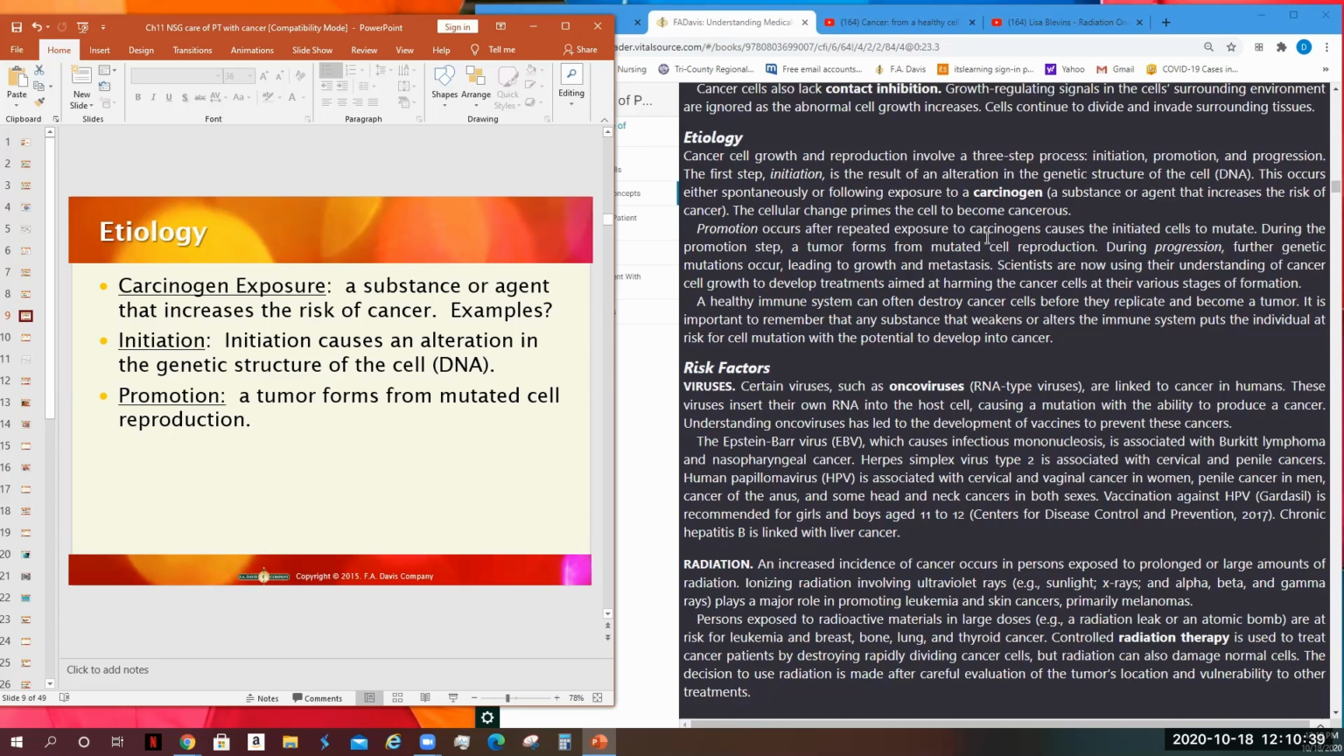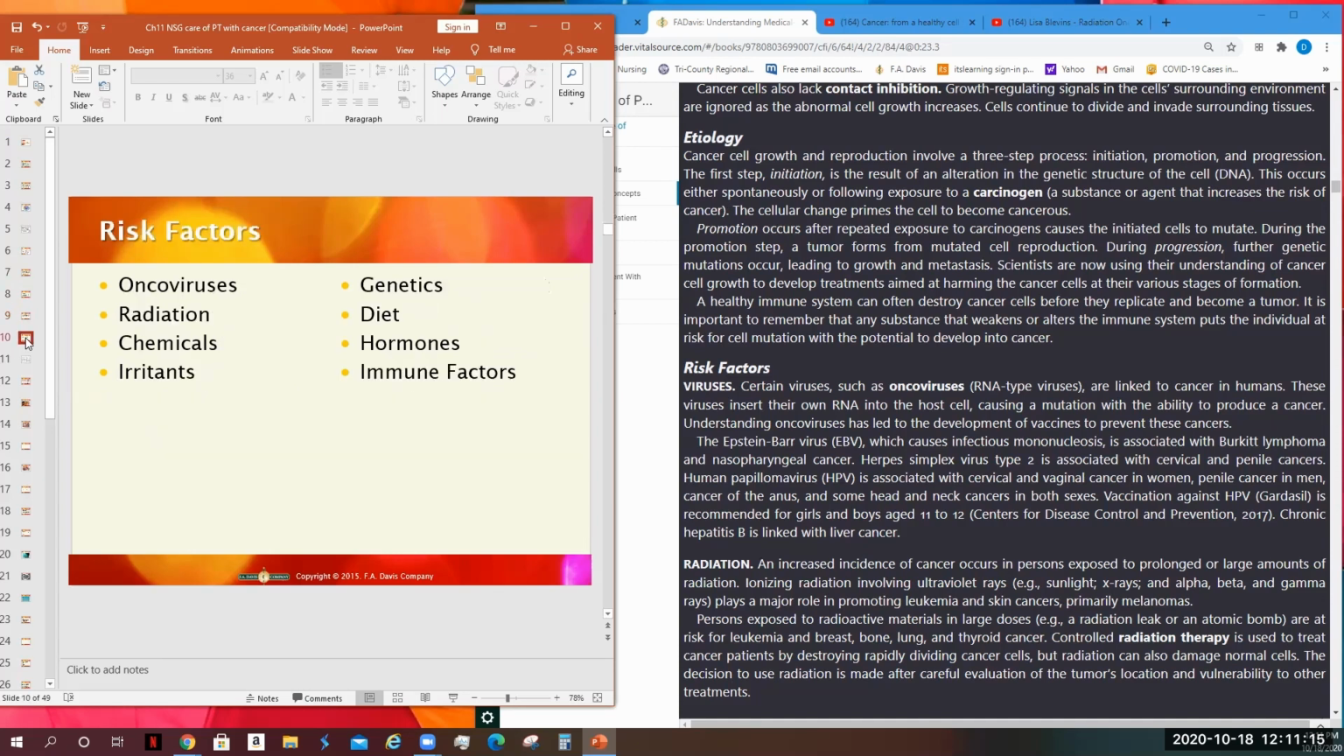Scientists are now using their understanding of cancer cell growth to develop treatments aimed at harming the cancer cells at their various stages of formation. A healthy immune system can often destroy cancer cells before they replicate and become a tumor. It is important to remember that any substance that weakens or alters the immune system puts the individual at risk for cell mutation with the potential to develop into cancer.